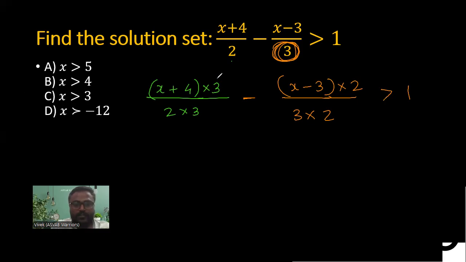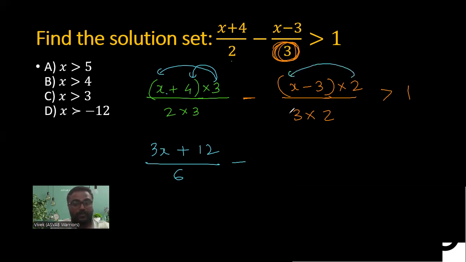I'm going to distribute this now. 3 times x is 3x. The plus sign remains as it is. 3 times 4 is 12. I'll take the denominator 6 as it is, minus 2 times x is 2x, minus sign as it is, 2 times 3 is 6, divided by 6 greater than 1.